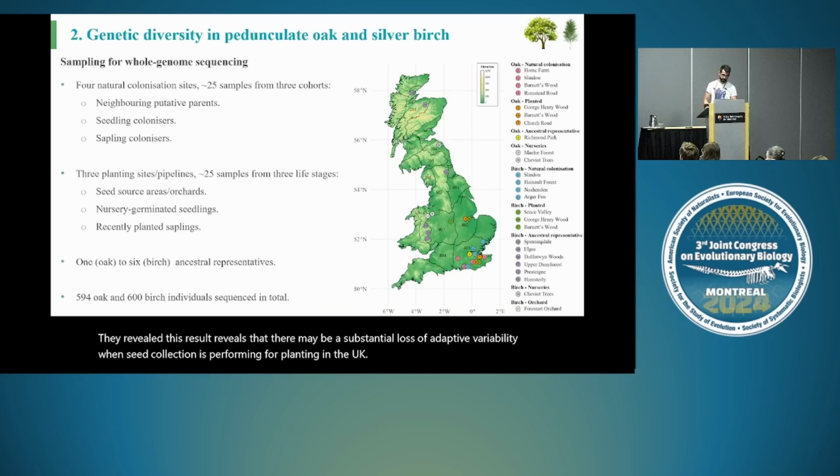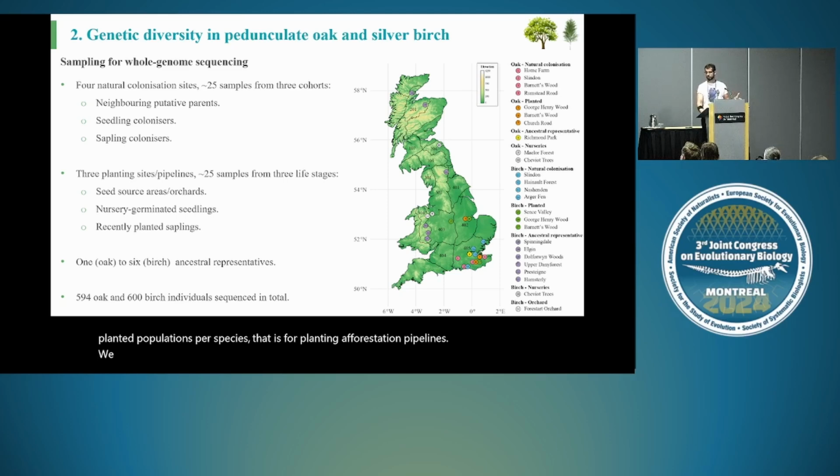Now, for exploring patterns of genetic diversity, full genome sequencing was conducted for around 25 individuals for each one of the mentioned cohorts and life stages. We sampled 4 wild populations in the case of natural colonization pipelines and 3 planted populations per species, that is, for planting afforestation pipelines. We also sequenced, in addition, trees from 2 nurseries and 1 orchard. We also sequenced representative populations of ancestral UK forests, matching the seed source areas to enable comparative studies. In total, nearly 600 genomes per species were sequenced, and nearly 30 populations were included in the study.